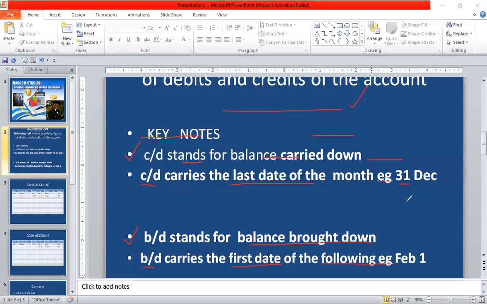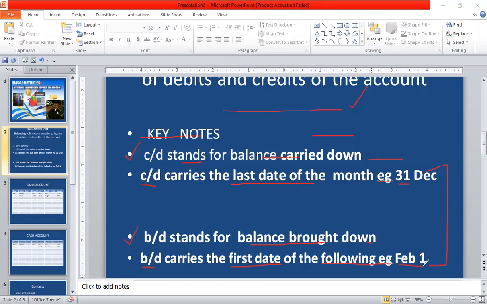Remember, our last month was December, then the first date of the following month. It's not linking in this case, but we usually use the first date of the following month. We are assuming that our last month in this case was January, and the first date of the following month will be February 1. This is what is very important.